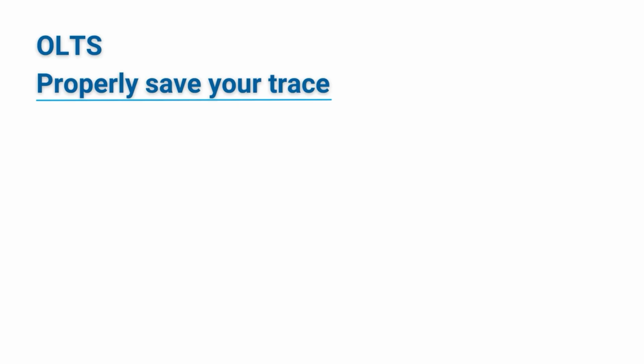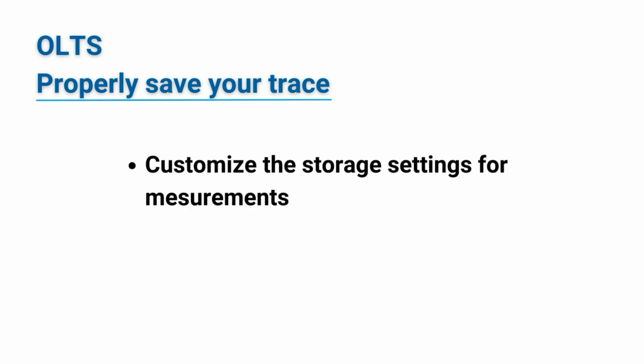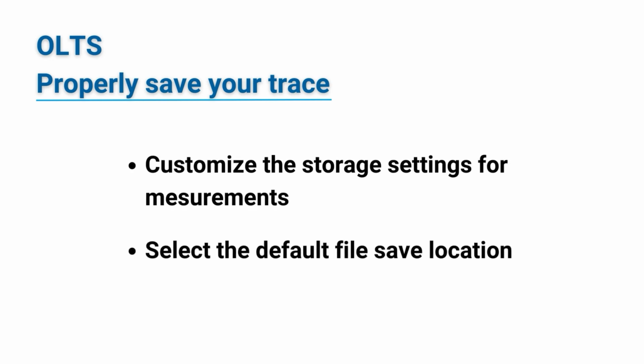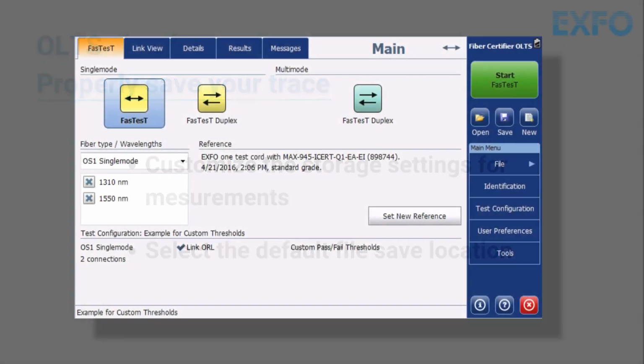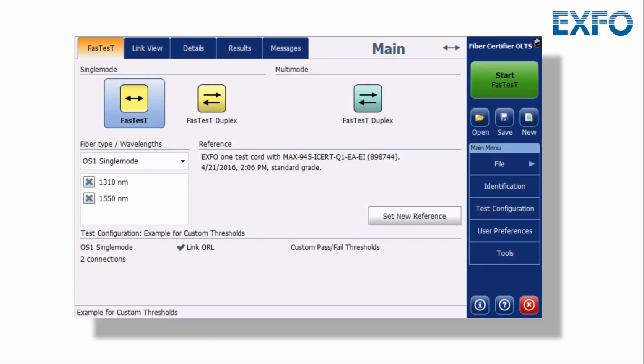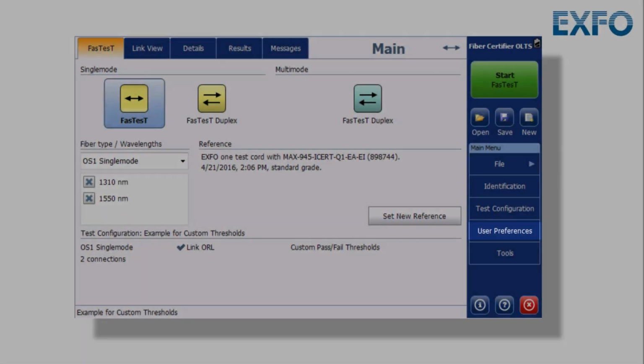To ensure proper trace saving on an OLTS, this tutorial will guide you through customizing the storage settings for measurements and selecting the default file save location. Follow these steps. From the main window, tap User Preferences.